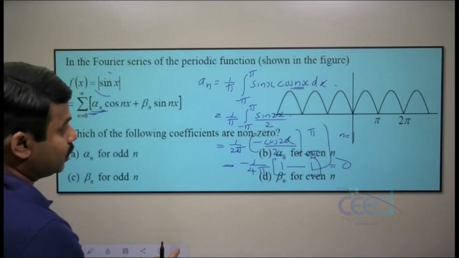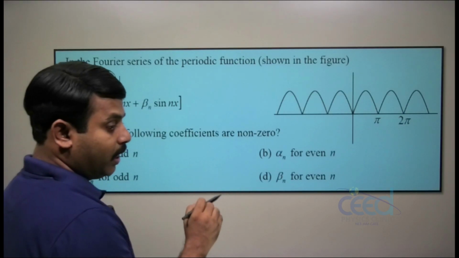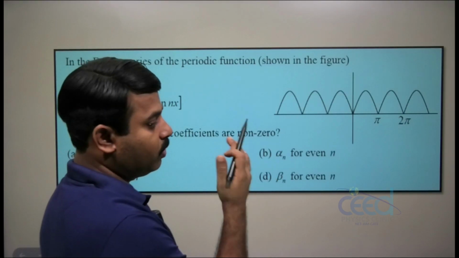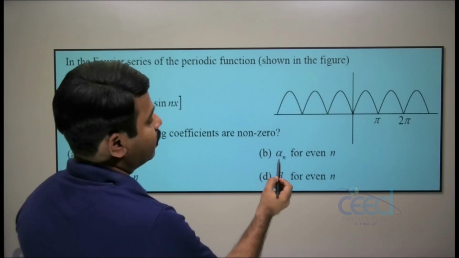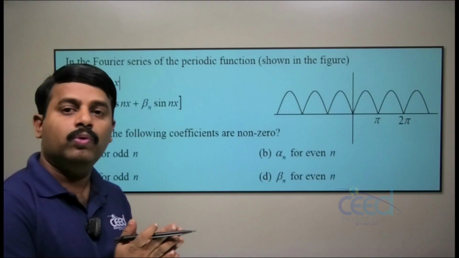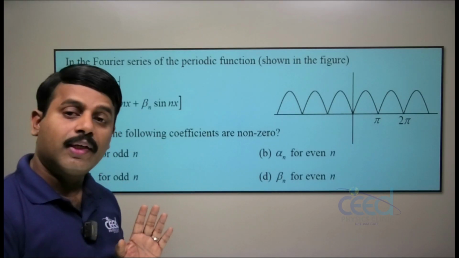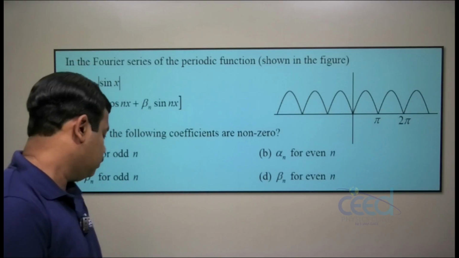That means which is the option? Because for odd values we already substituted and get 0, alpha n for even n is not equal to 0. Then option B is correct.